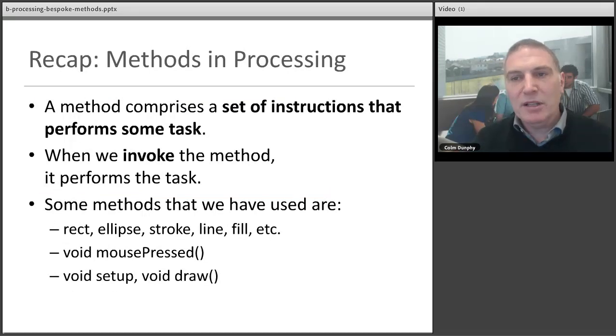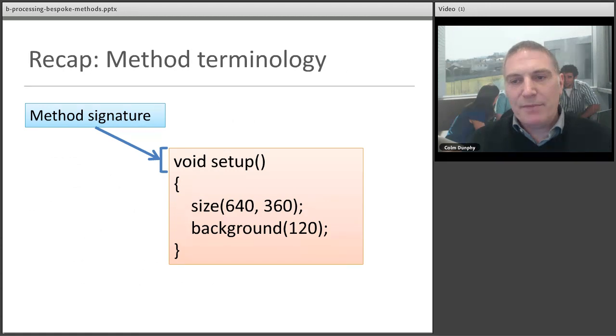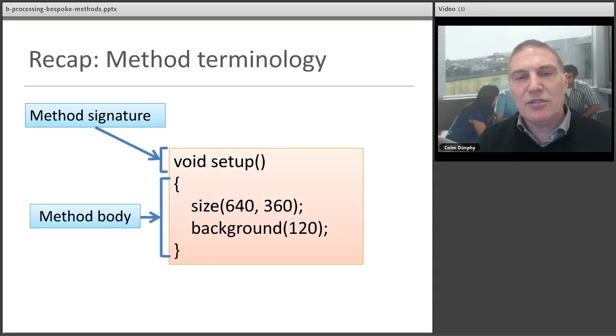You might recall we have a set of instructions that perform a task. That's what a method does. We invoke the method, it performs the task, and some methods that we've used to date were rect, mouse pressed, setup, draw, and so on. Here's an example of a method called setup, which returns no value. The method signature is the header or the top. That term header is used in other languages. The method body is the bit that actually implements what gets done when you call setup. It's a compound statement, which is a number of statements inside curly braces.